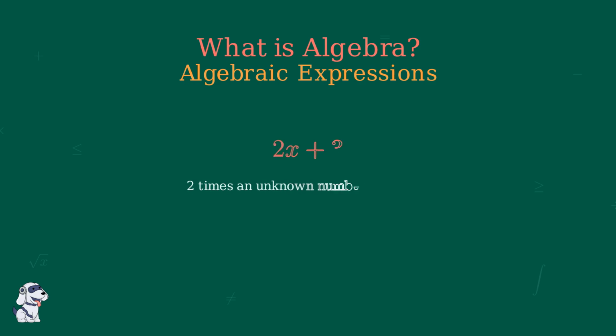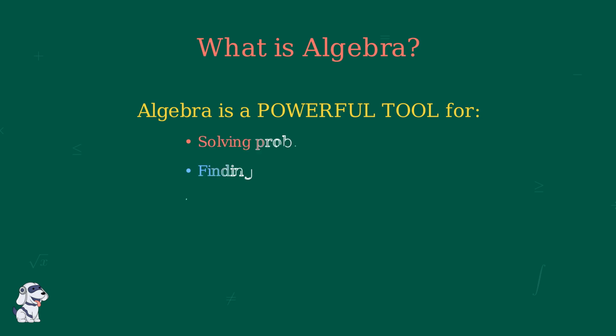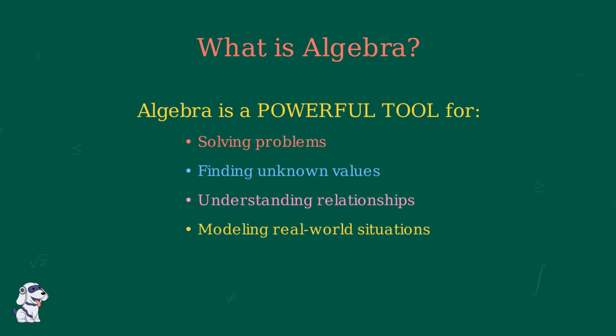Here's our first example: 2x plus 3. The letter x represents an unknown number, and we're adding 3 to twice that unknown value. Our second example, y minus 5. Here y is our unknown variable, and we're subtracting 5 from whatever value y represents. And here's our third example, a divided by b. This shows division in algebra, where both a and b are unknown values, and we're finding what happens when a is divided by b. These algebraic expressions represent unknown values that we can solve for.